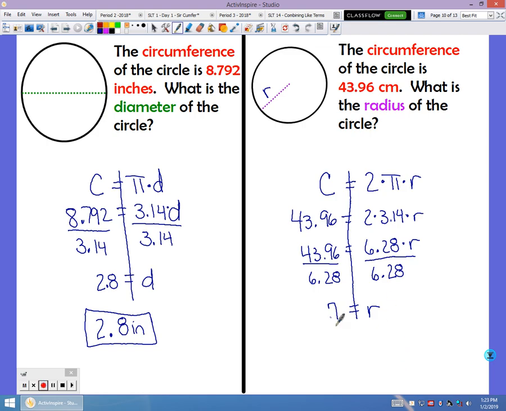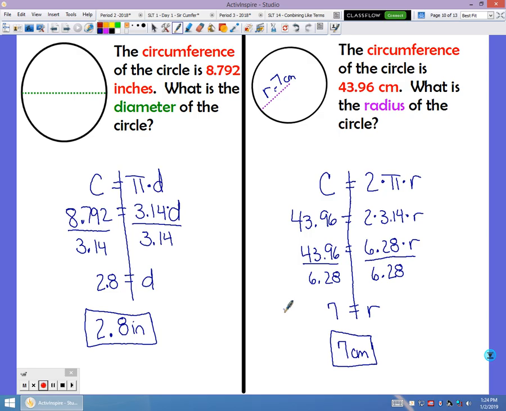So in this case, my radius, this distance here, is 7 centimeters. So this is 7 centimeters. If they asked me to calculate the diameter, I could multiply 7 times 2 and say the diameter is 14 centimeters.